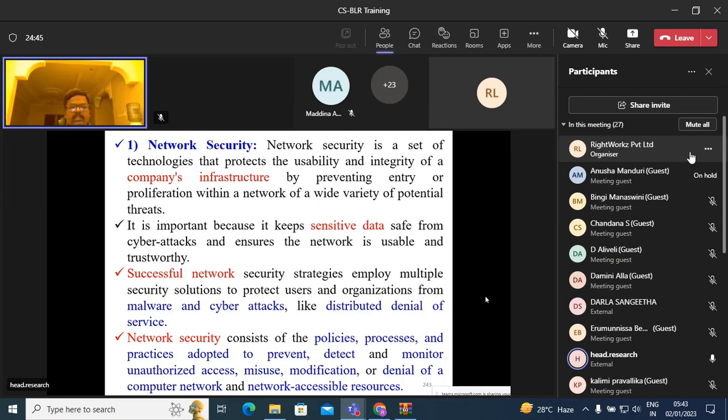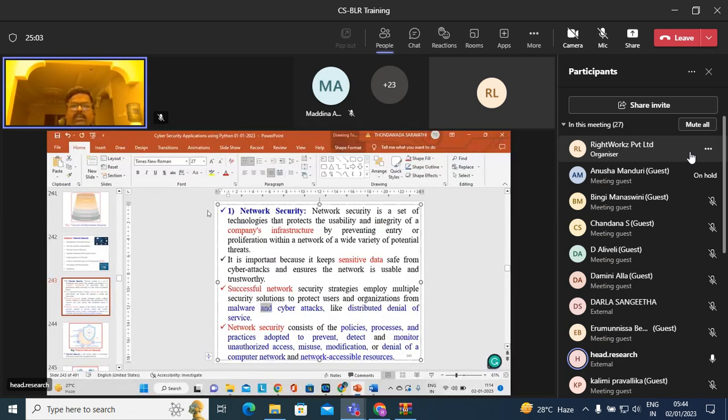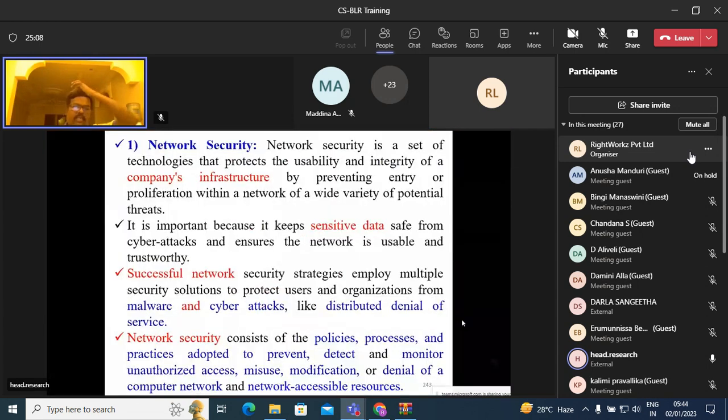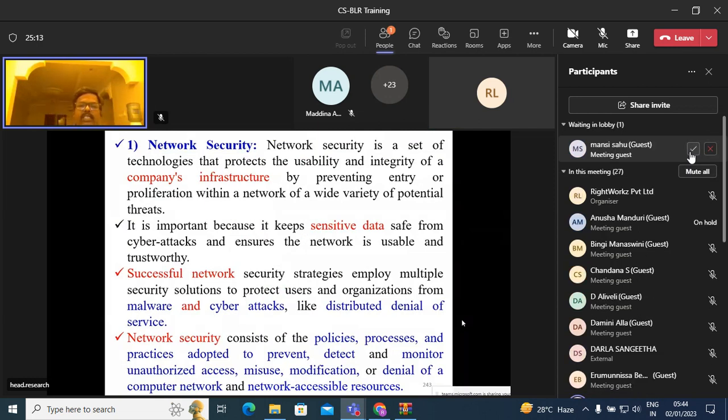Successful network security strategies employ multiple security solutions to protect users and organizations from malware and cyber attacks like distributed denial of service, that is called DoS. I will explain what is meant by distributed denial of service, cyber attacks and malware.